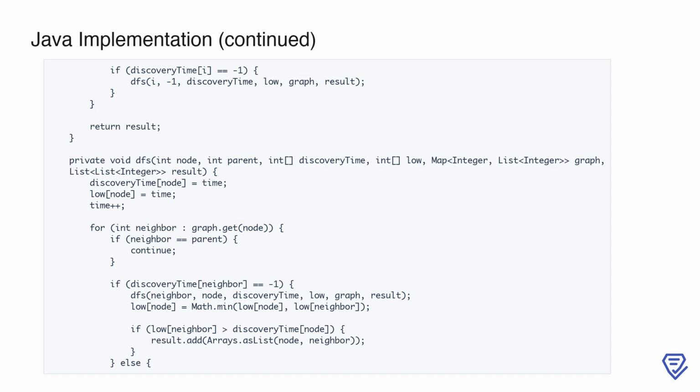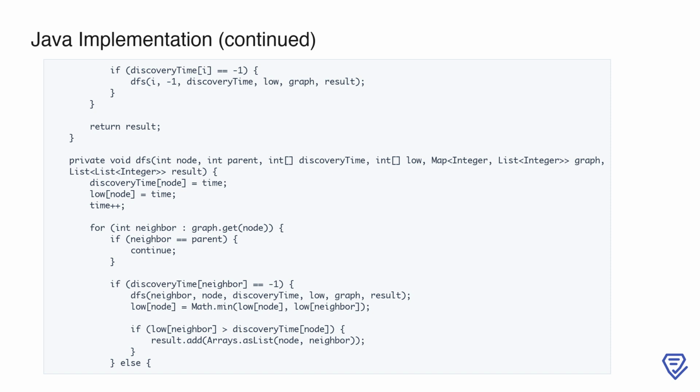The DFS function takes several parameters: the current node, its parent, the discovery time and low arrays, the graph, and the result list. Inside the DFS, we first set the discovery and low times of the current node to the current value of time, and then increment time to ensure unique timestamps for subsequent nodes. Next, we iterate through the neighbors of the current node. If a neighbor is the parent node, we skip it to avoid revisiting the edge we just came from.